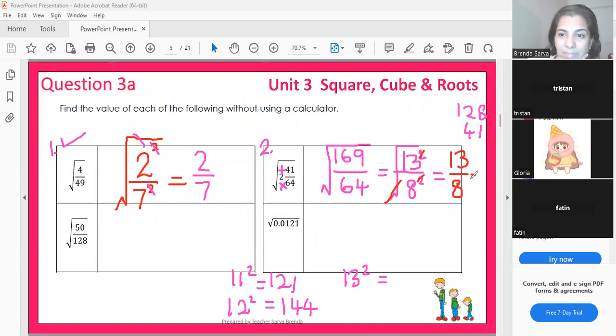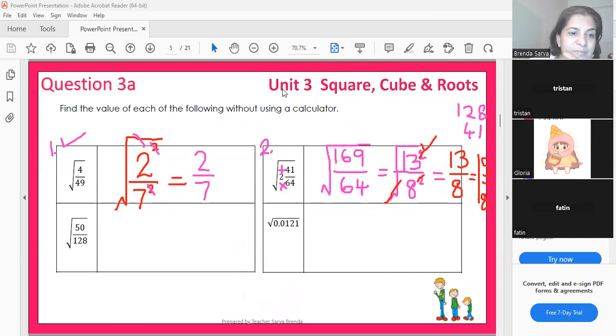And if you want, you can simplify this to change it to a mixed number. 1, 5 over 8. Okay? Done. All right, next.